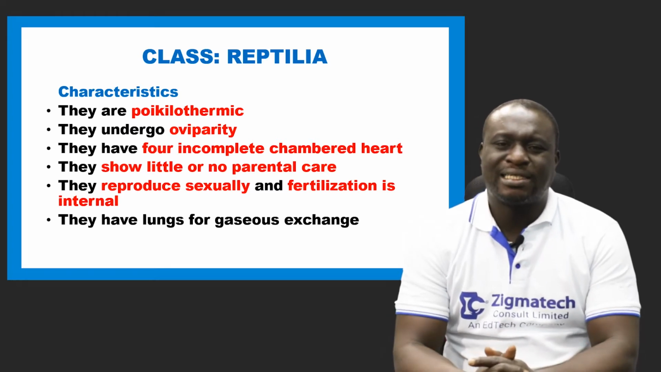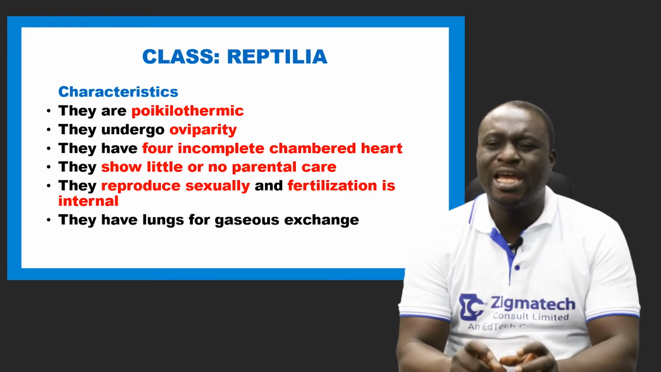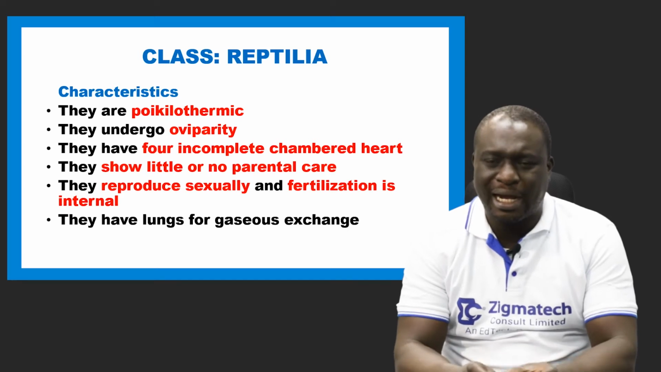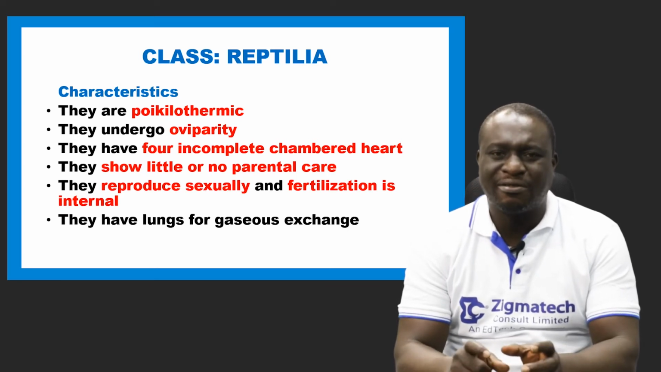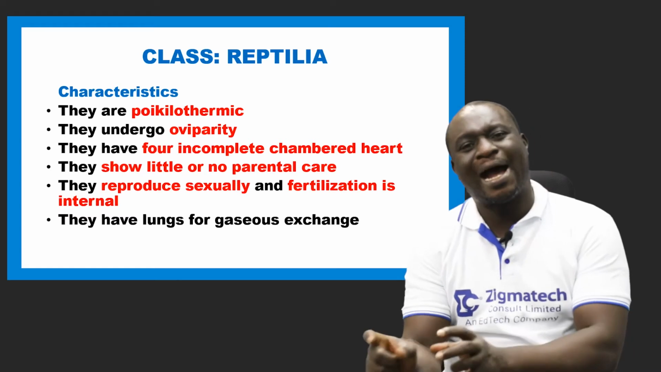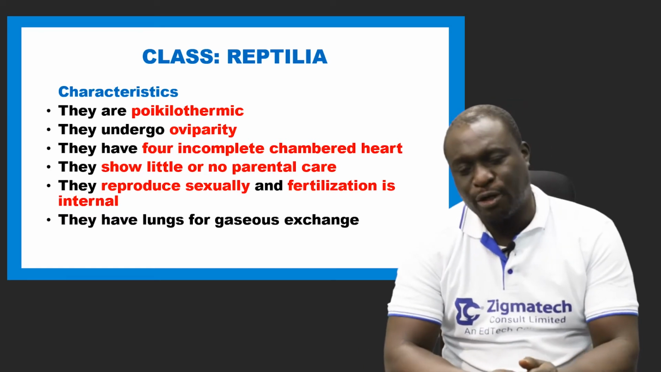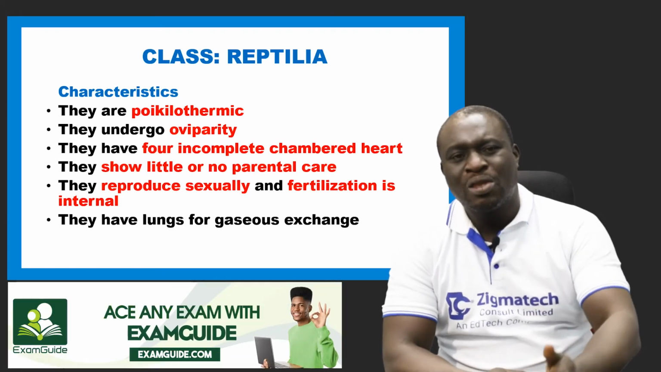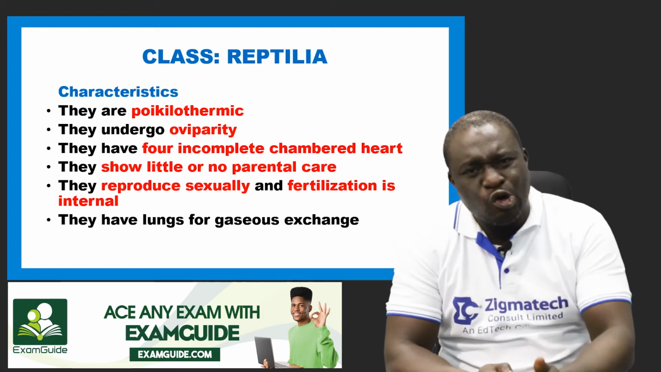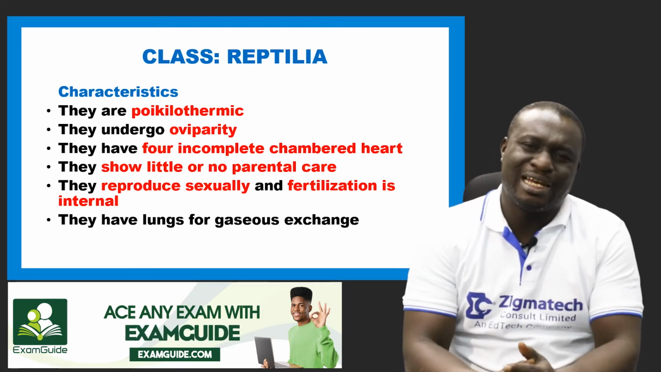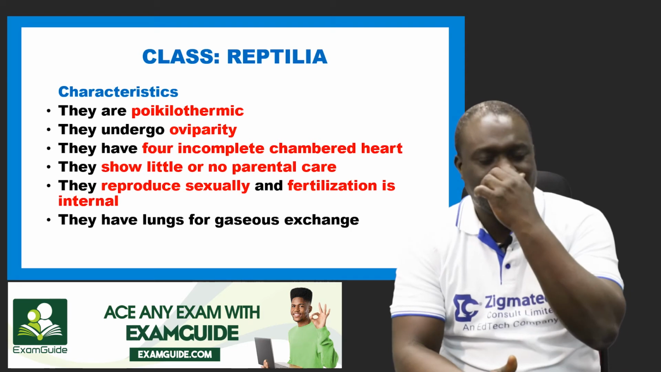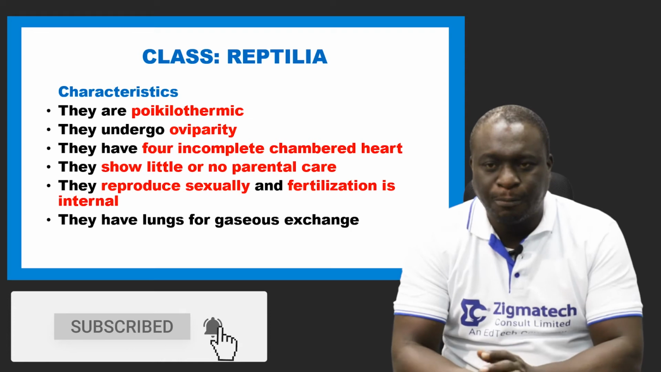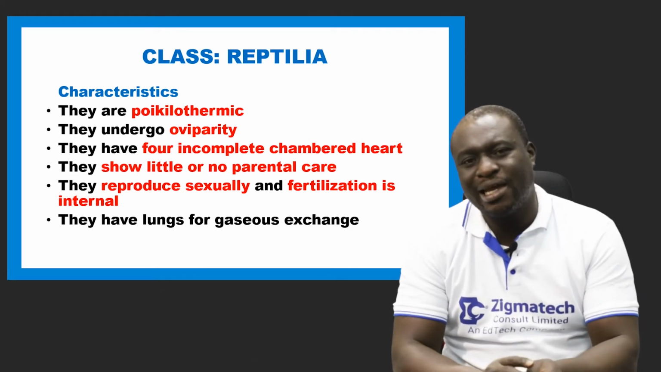Number three is that they have 4 incomplete chambered hearts. It simply means that their heart is divided into 3.5, per se. In other words, they have a right auricle, right ventricle, left auricle, and a partially developed left ventricle. That's why we said it is 4 incomplete, partially developed left ventricle. Then we also have number 4, which is parental care.